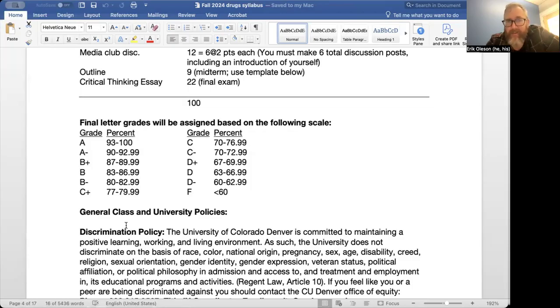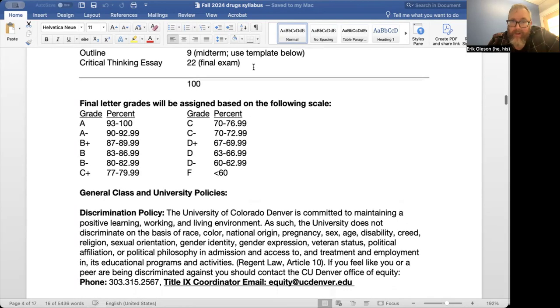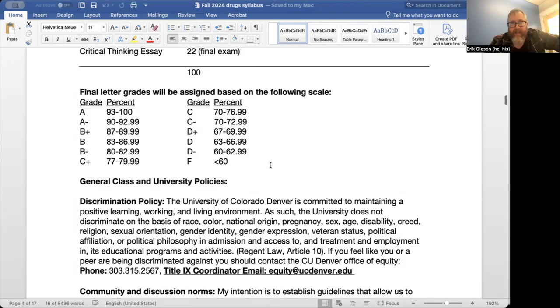And then finally, we have that media club that I just described. Here you join music, book, or movie club. Interact with your peers. You need to have made a certain number of discussion posts by the end of the term. Ideally, you would do this over the course of the term, but again, I've made it very flexible, so you can make those posts whenever you like. You may make multiple posts going back and forth with the same person that count. An introductory post at the beginning of the term counts as one of your posts. So yeah, you must make 6 total discussion posts, including an introduction, which is a very easy discussion post to make, to get full credit for the media club. You also must submit an outline and then your critical thinking essay.